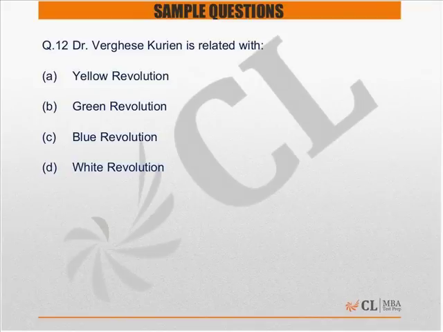Dr. Varghese Kurian is related with yellow revolution, green revolution, blue revolution, or white revolution. Deepak is with D, Arjit with B. Arjit is with again B. Swati D. Priyanka, you answer for this question. Please be a little fast.